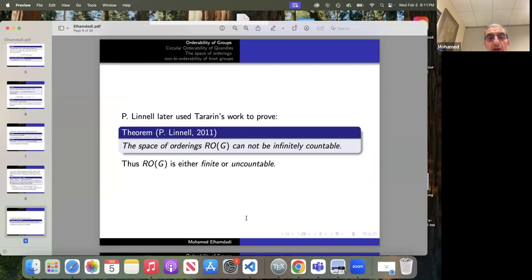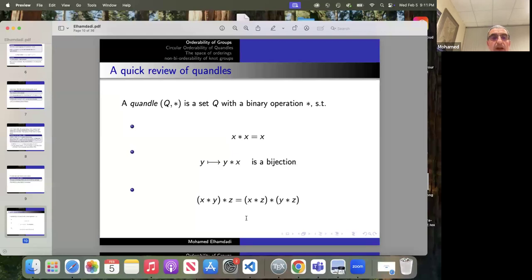Peter Linnell later used Tararin's work to prove the following theorem in 2011. The space of orderings on a group cannot be infinitely countable. In other words, it's either finite or uncountable. Okay, this was a quick review about orderability of groups.